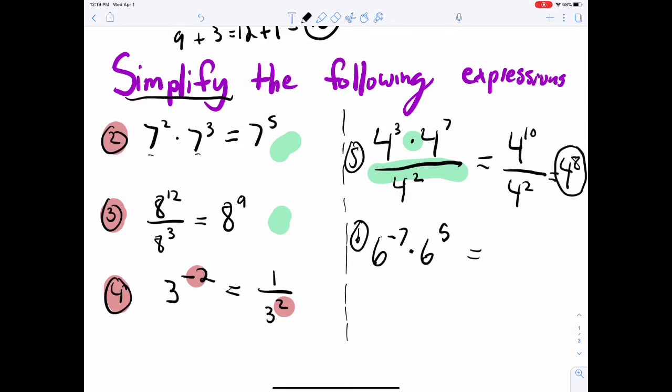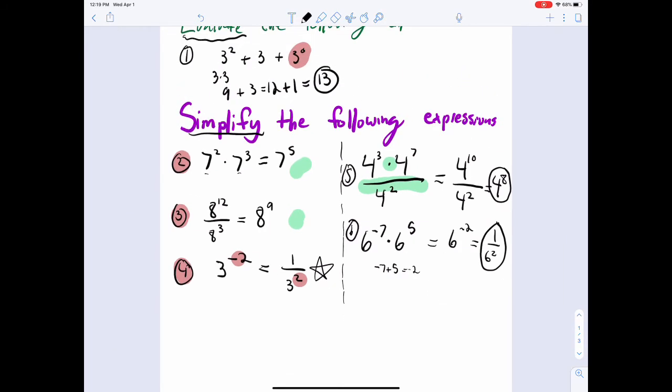This one here, 6 to the negative 7th times 6 to the 5th. We're using the product rule here, so we're going to add exponents. I know there's a negative, but just worry about that at the end. Negative 7 plus 5 is negative 2, so it'll be 6 to the negative 2. Now that we see there's a negative exponent, look at what we did right here to help us simplify it. It's going to be 1 over 6 squared.